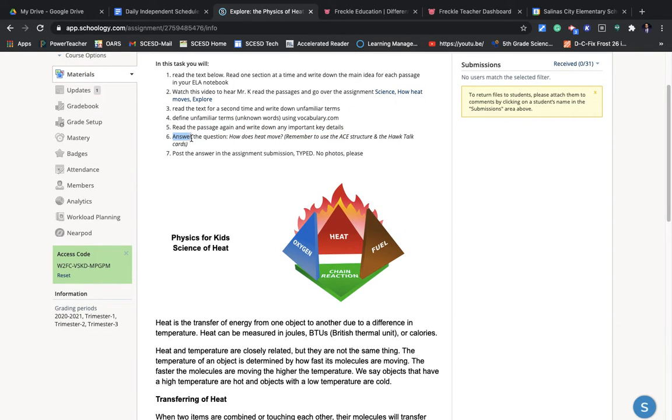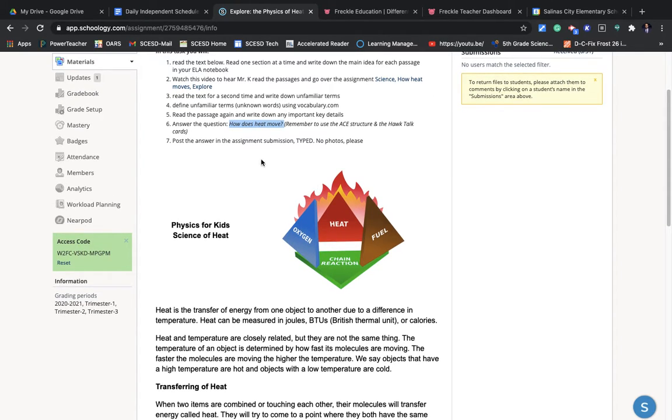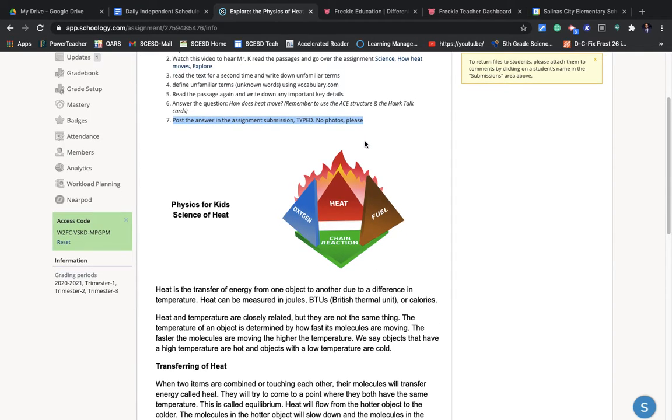Then we're going to answer the question, how does heat move? And we must use the ACE-constructed response, okay, and the Hawk Talk cards. At least 3 sentences to answer this question. Green, yellow, red. Then you're going to post the answer to the assignment submission. It must be typed. No photos. It has to be typed, or I will not grade it.